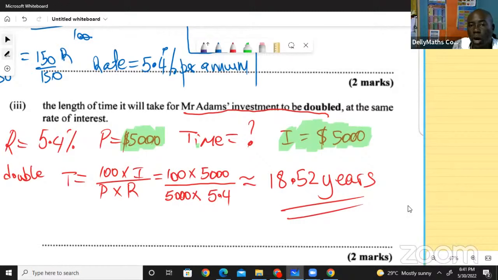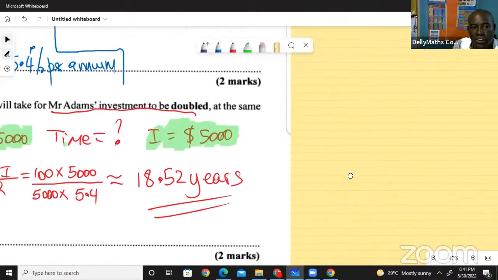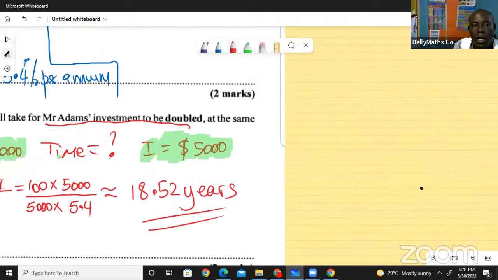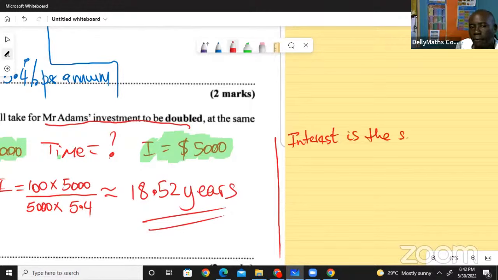All right, I'm just going to show you one more way. I like to give alternate approaches. Another way you could have done it is to understand simple interest. The reason why it's called simple interest is because the interest is the same amount every year. So I'm going to say the interest is the same yearly.